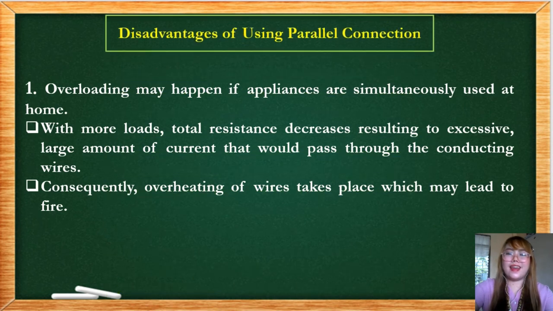This time, let us know what are the disadvantages of parallel connections. These are some of the disadvantages. First, overloading may happen if appliances are simultaneously used at home. With more loads, total resistance decreases, resulting to excessive large amount of current that would pass through the conducting wires. Consequently, overheating of wires takes place, which may lead to fire.